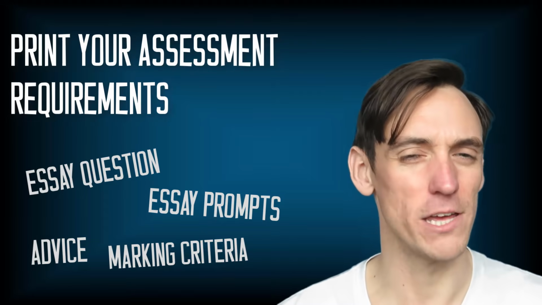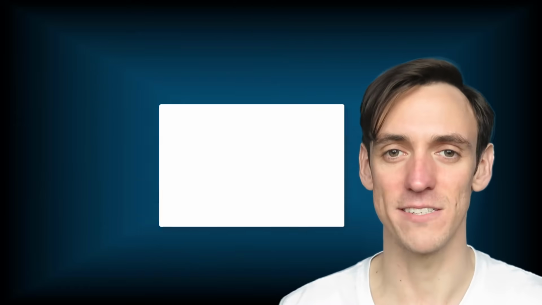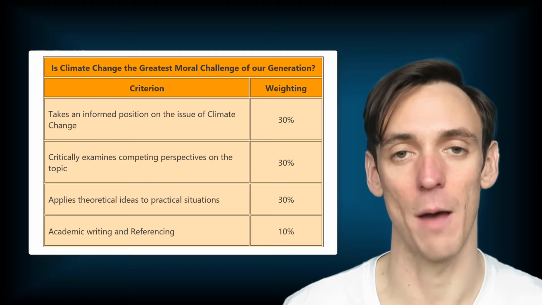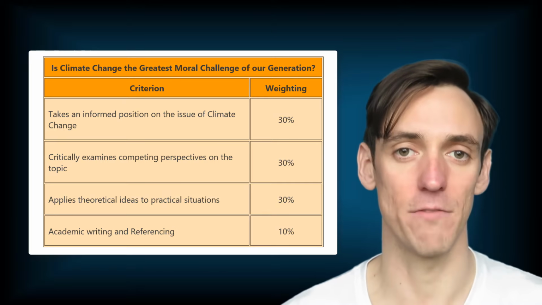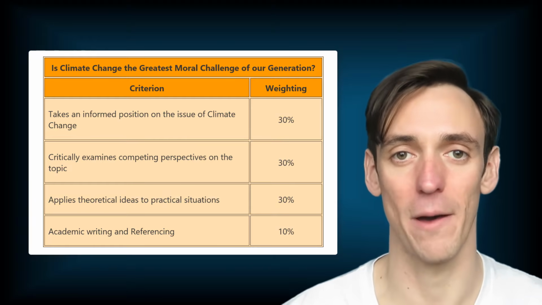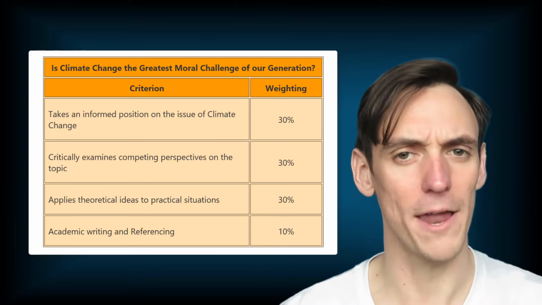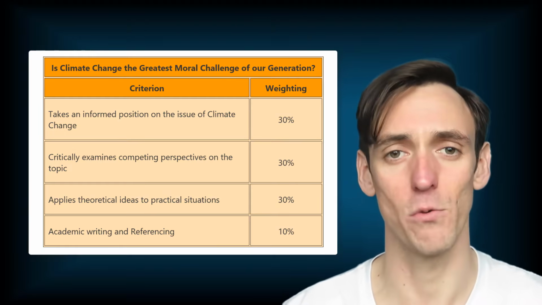Now, a marking criteria, if you're not sure, is something that lists how much of a weighting they're going to give to different aspects of the assignment. So they might say, I'm going to give you 30% of the mark for this part, 30% for another part, and 40% for another element of the essay. Not all teachers provide a marking criteria, so if you haven't been provided with one, don't worry, just use whatever you've got.